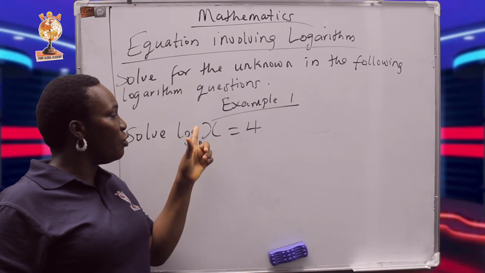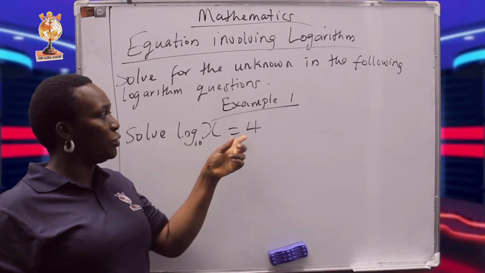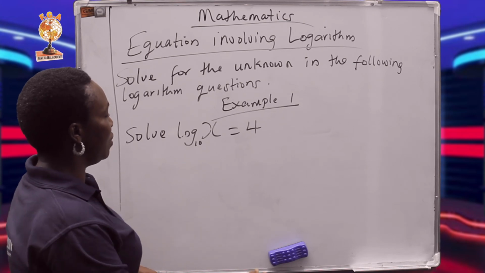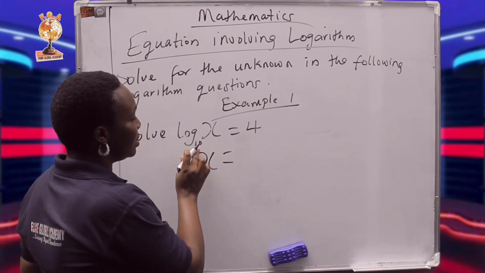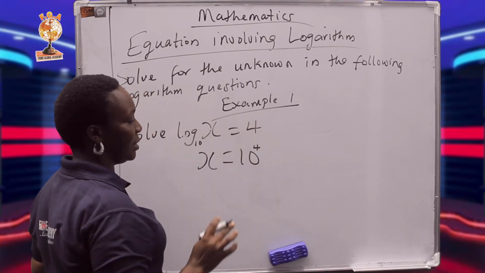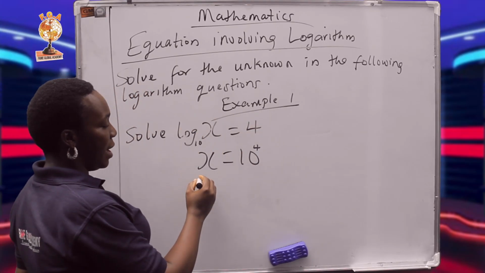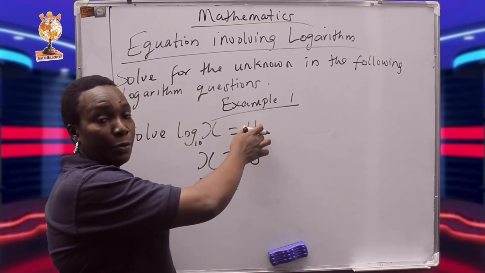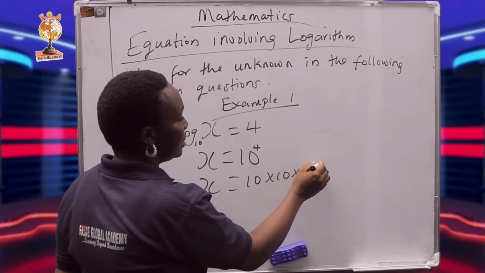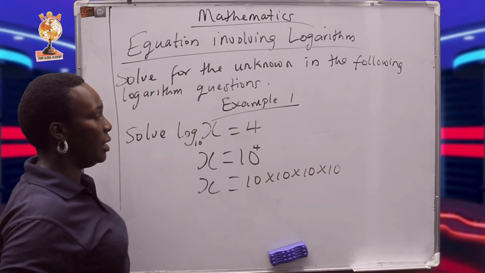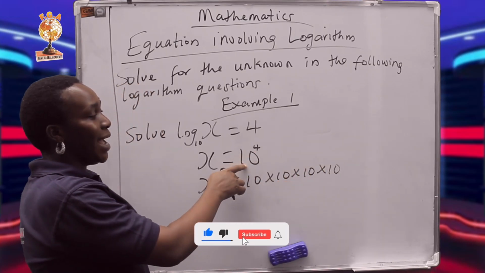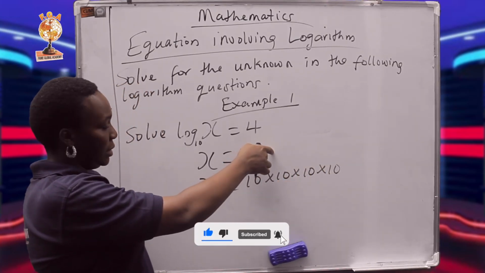Your logarithm will be equal to the base raised to the power of your answer. So if we are solving this, x is equal to 10, which is the base, raised to the power of 4, which is the answer. So how do we get our x? x is equal to 10 raised to the power of 4, which means 10 times 10 times 10 times 10. That's multiplying 10 into 4 places.